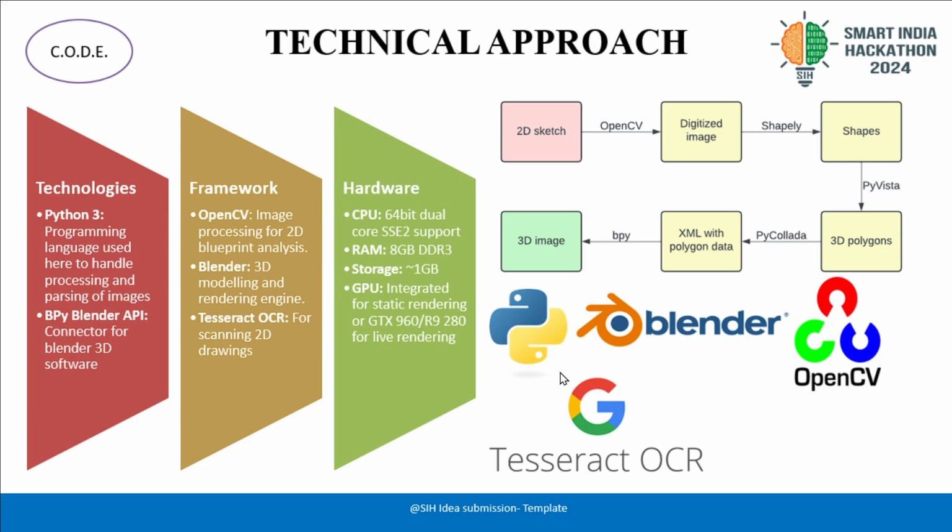So let's go through our walkthrough basically. First, we are going to use a 2D sketch. This we are going to convert into a digitized image by using OpenCV. By using Shapely, we are going to convert it into different shapes. Then using PyVista, we are going to convert it into 3D polygons. These polygons will be stored by PyCollada in XML with all the polygon data, and by using Blender Py or by using the AutoCAD API, we can convert into a 3D image both in Blender or AutoCAD primarily, but we are still focusing on Blender itself.